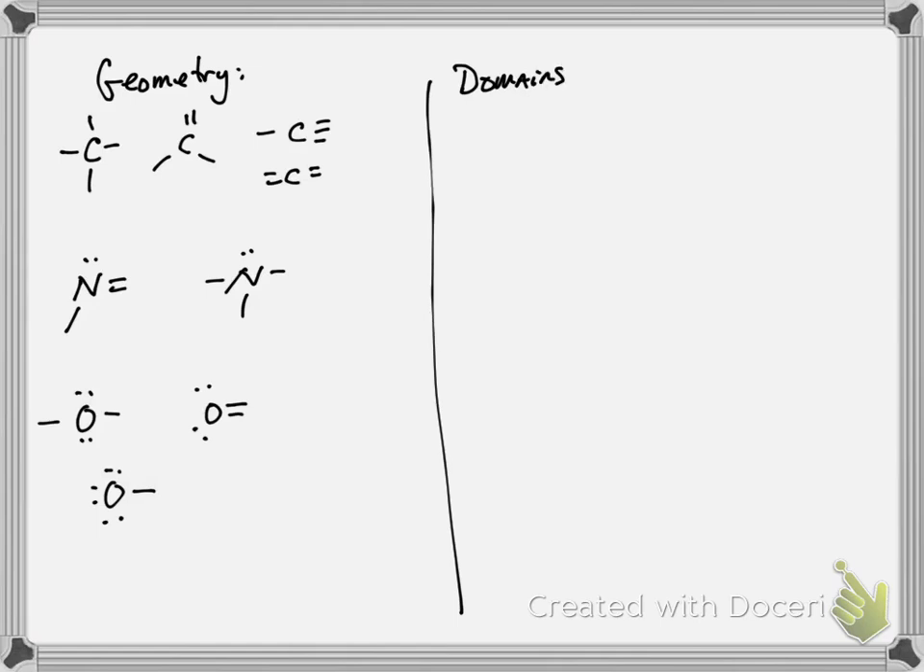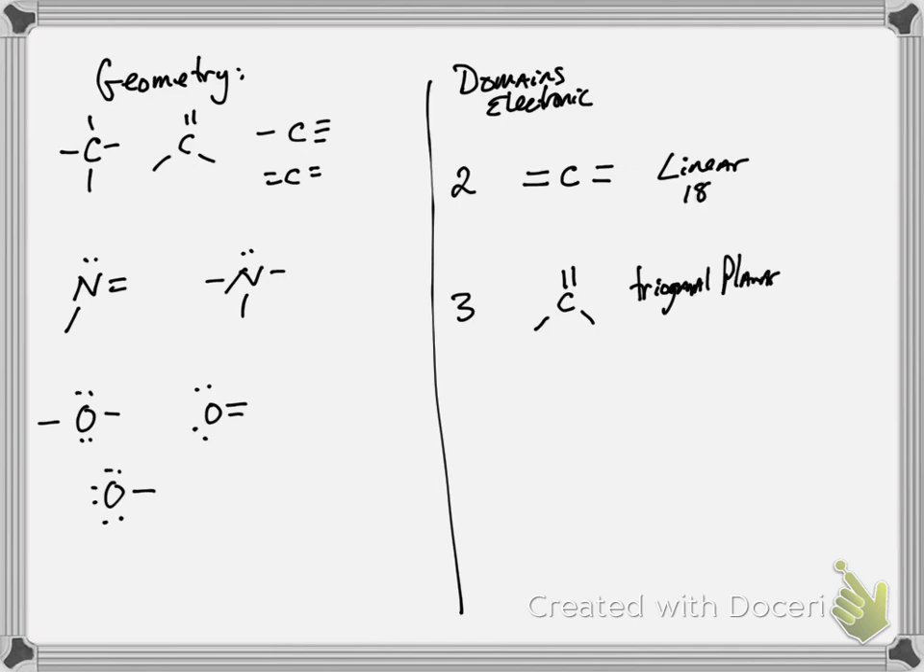Right, this leads to different domains. So there are only 3 electronic domains. There's the linear domain with 2 domains. There's the trigonal planar domain with 3. And then there's the tetrahedral domain with 4. Those are the only 3 electronic domains. So an electronic domain must be linear, trigonal planar, or tetrahedral. And the bond angles are 180, 120, and 109.